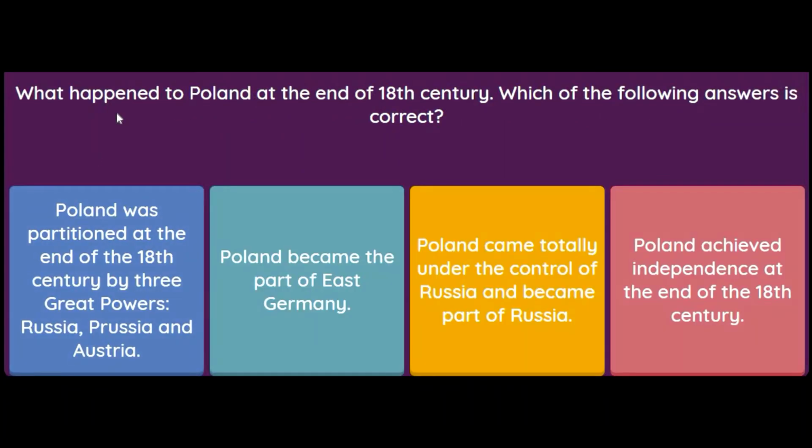What happened to Poland at the end of 18th century? Correct answer is one of them. Let's see. Poland was partitioned at the end of the 18th century, which is true, by three great powers, Russia, Prussia and Austria. Or Poland became the part of East Germany? No. Poland came totally under the control of Russia and became part of Russia? No. So Poland achieved independence at the end of 18th century. That is also not correct. So the correct answer is Poland was partitioned at the end of the 18th century by three great powers, Russia, Prussia and Austria.